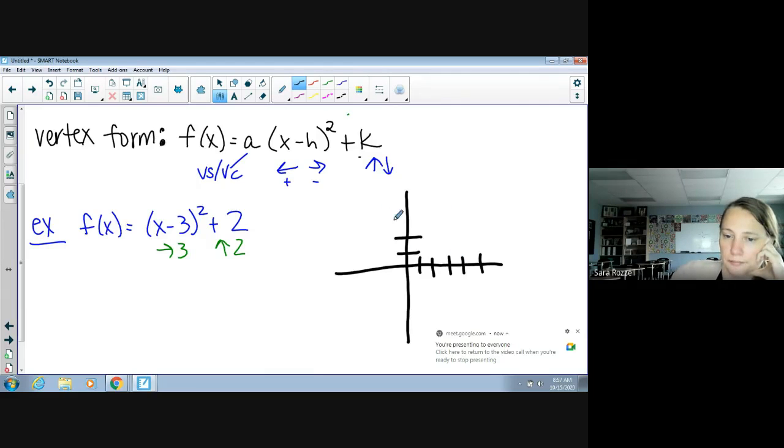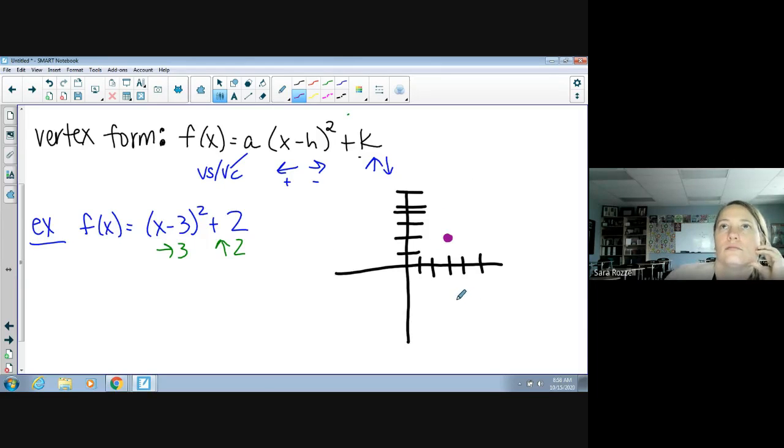I'll just do a couple more. So I go right 3 and up 2. That's going to be my vertex. Is this parabola right side up or is it upside down? It's right side up because there's a positive in the front of our parentheses. If there was a negative in the front there, it would be upside down. Okay? And now we've got to get the rest of our points for our parabola.